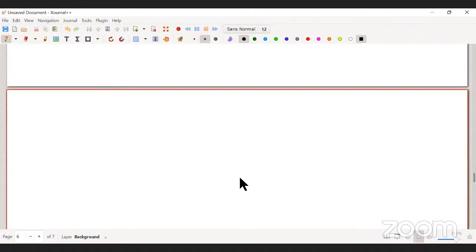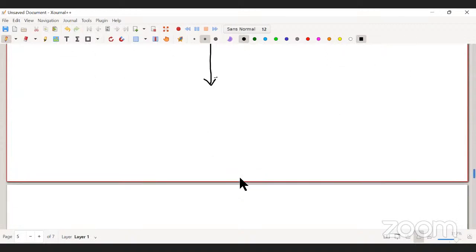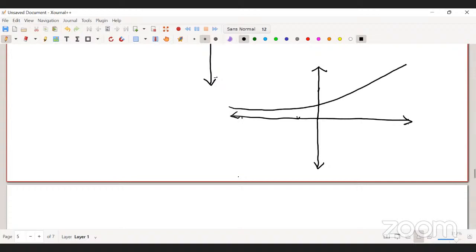Okay, so if you draw the graph of e power x, what is the graph of e power x? It's asymptotic to the x-axis and is going up. That is the graph of e power x, right? Yes. So instead of e power x, if you take e power mod x.